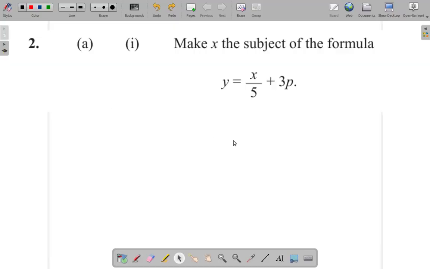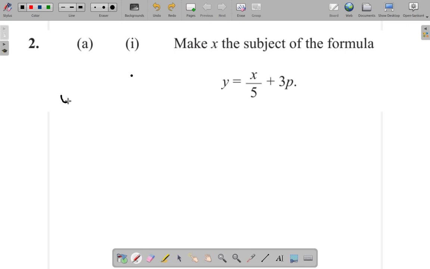Okay, part 2A1 of the CSEC May 2019 past paper. Make x the subject of the formula. Let's see how you go about doing this.